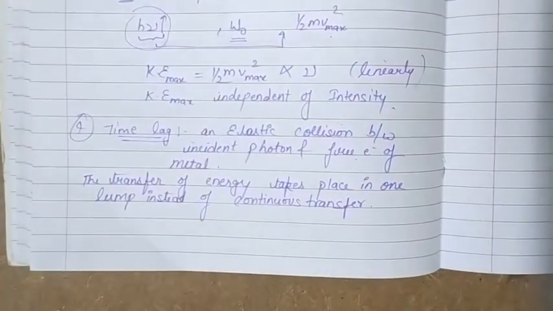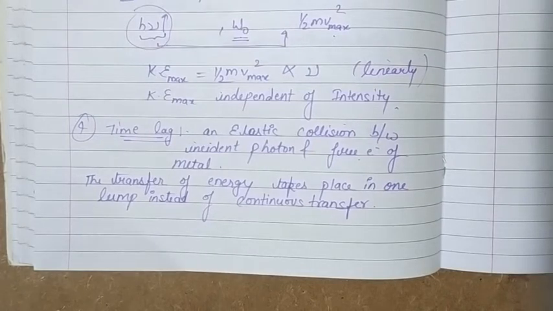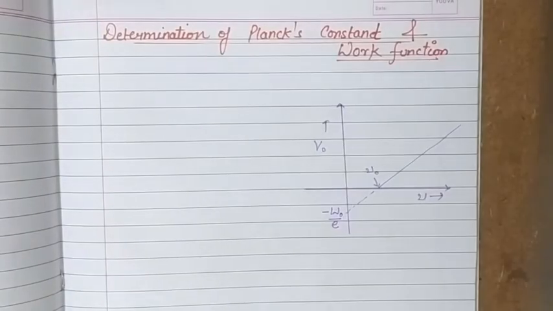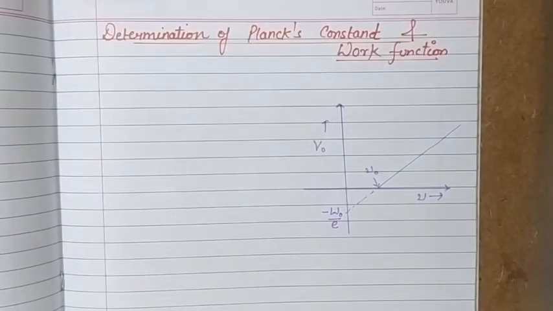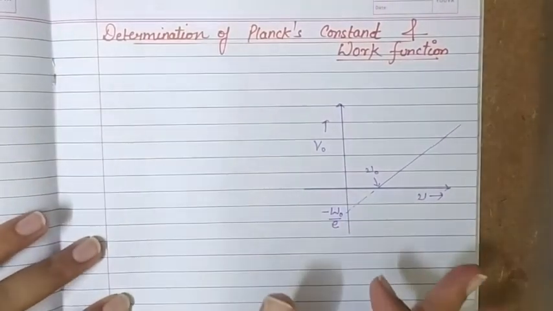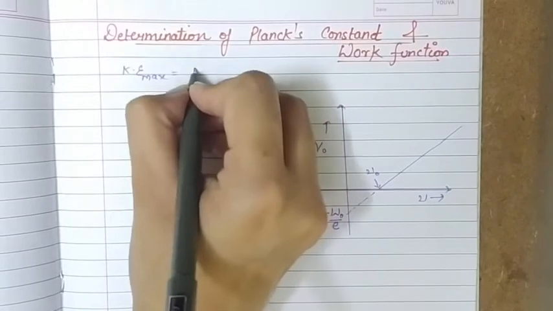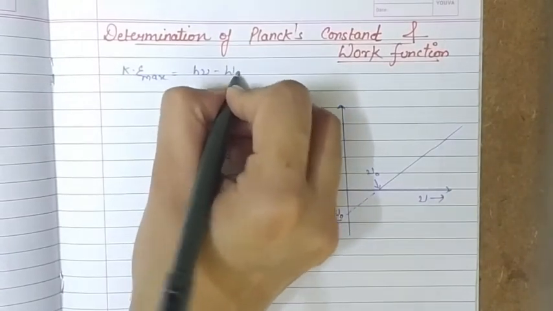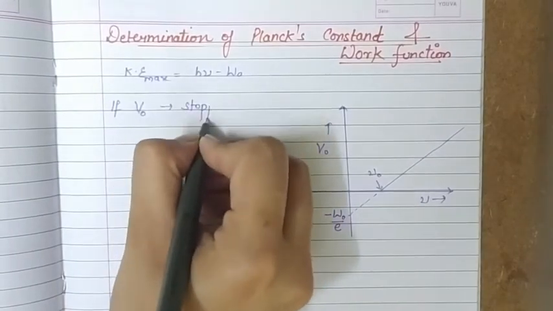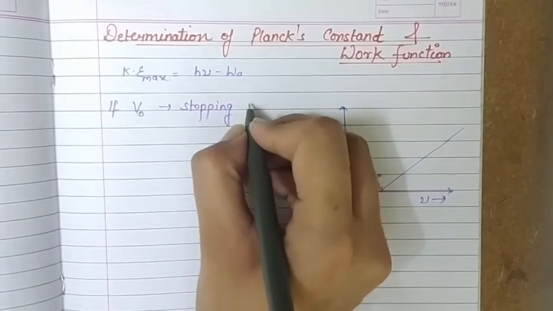Now after the explanation of the laws of photoelectric effect, Einstein's theory also helps us to find the value of Planck's constant and work function graphically. So by using Einstein's theory, we are going to find the value of Planck's constant and work function. According to Einstein's photoelectric equation, the maximum kinetic energy can be written as h nu minus w naught. If V naught is the stopping potential, that means this much potential is needed to stop the fastest moving electron.